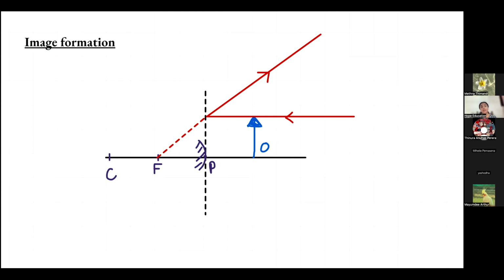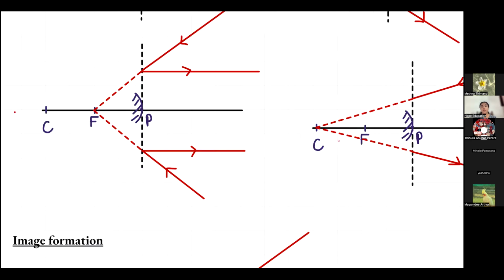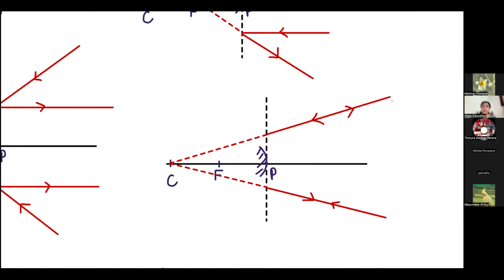Then the other ray that I am using is when you send a light ray towards the center of curvature. It can't go to the center of curvature because it's at the back of the mirror. But when you send it towards the center of curvature, it will be reflected along the same path.